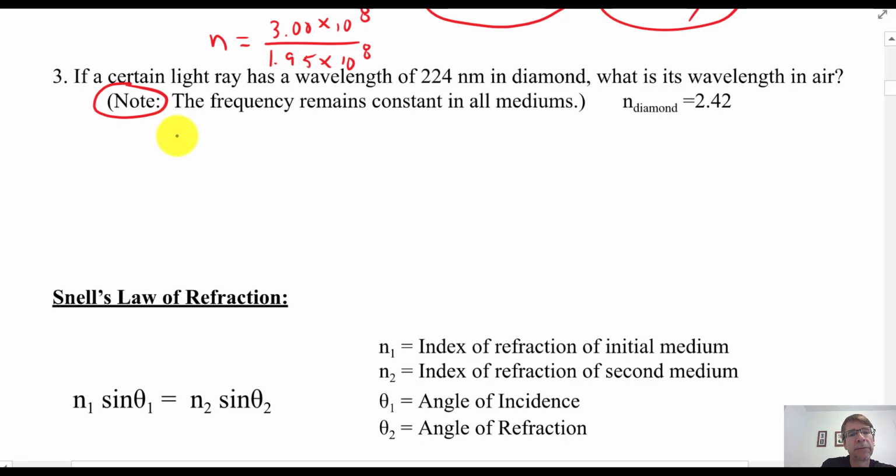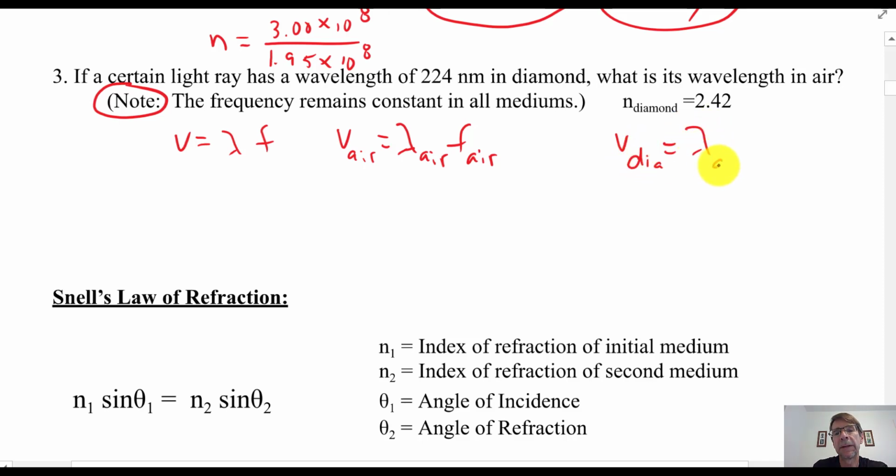Now we have to go back to a former equation, V equals lambda F. In fact, I'm going to put some subscripts on here. V air equals lambda air times the frequency in air, because we have to do this twice and maybe even 3 times. And we have V diamond equals lambda in diamond times the frequency in diamond. So the only thing that's the same in both of those equations is the frequency.